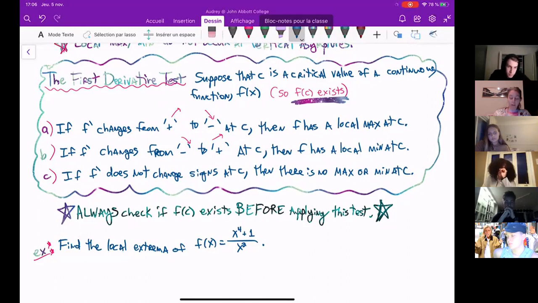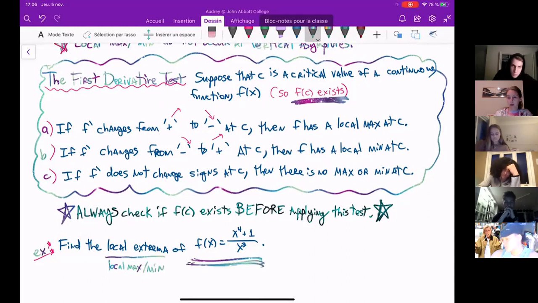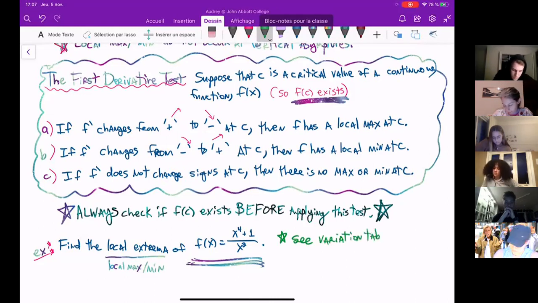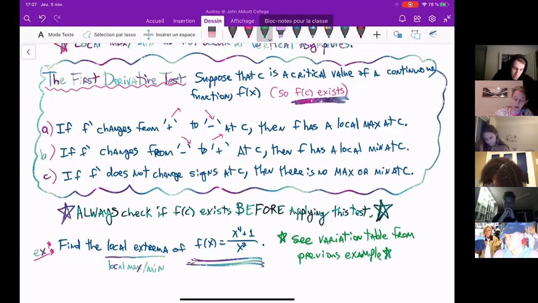Okay, so find local extrema. Local extrema, this means the local max and min. Now you'll notice, hopefully, this is the same function we were dealing with earlier. So I'm going to, right here, say, see variation table from previous example. So let's go back up to our previous example and look at that variation table.